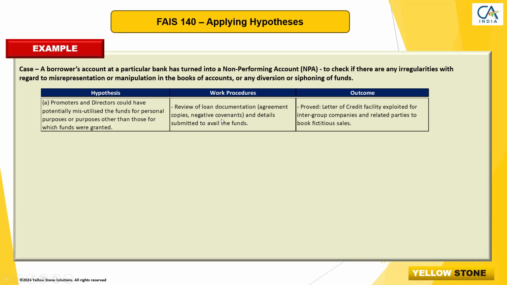This is obviously one of the many procedures, but it is just for the example purpose. For this hypothesis, we can perform another five procedures, and for each procedure we can document whether it is proved or not. In this case, let's say the letter of credit facility was exploited for intergroup companies and related parties to book fictitious sales. Everything is fake over here, and that money has been siphoned off by the promoters themselves. So this hypothesis is proved, that they misutilized the funds.